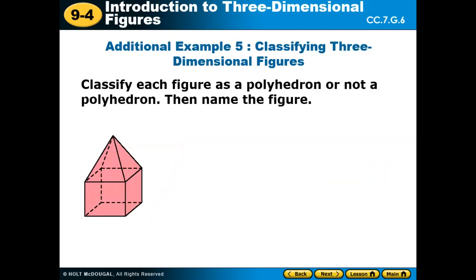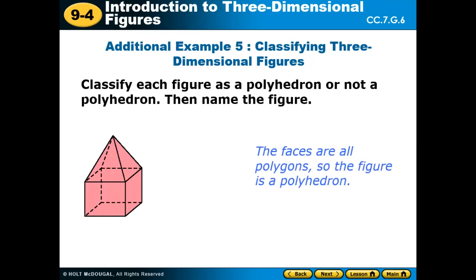It's an irregular figure. It means this figure contains three-dimensional figures. It's not only one, right? So first question here, classify each figure as a polyhedron or not a polyhedron. Here, can I see any circles? That's right, I cannot see any circles, so this figure is a polyhedron. The faces are all polygons, right? Okay, now name this figure.